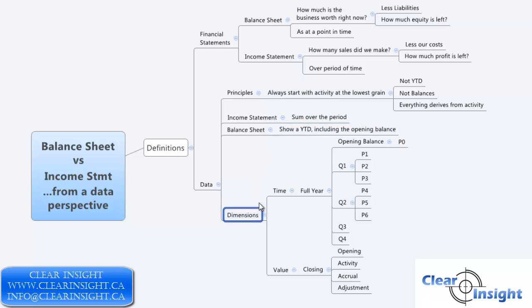We also looked at how our dimension structures can help us here if we're using some kind of a full year with an opening balance in our 12 periods, along with some kind of a value dimension where our opening, activity, accrual, and adjustment periods roll up into the closing. And that gives us something that we can work with pretty easily.